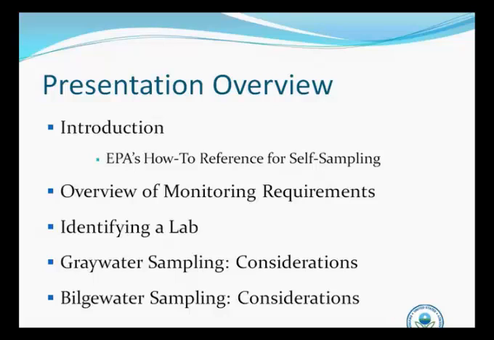So without further ado, I'm going to introduce the speakers. First, we're going to have Kathleen Kelly. Kathleen is an environmental protection specialist with the U.S. Environmental Protection Agency. She has several years of experience working in the Office of Wastewater Management on programs and policies related to the National Pollutant Discharge Elimination System permitting. She helped develop the 2013 Vessel General Permit and is involved with implementation and outreach for EPA's Vessels program. In addition, Kathleen has worked with the international community on issues related to Arctic shipping.